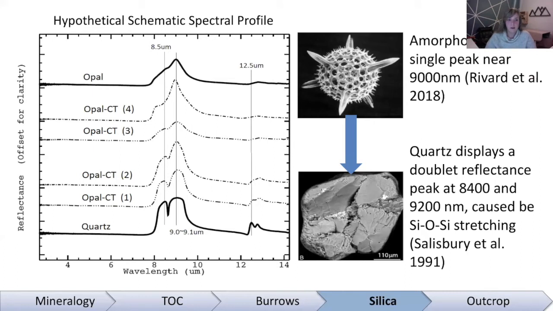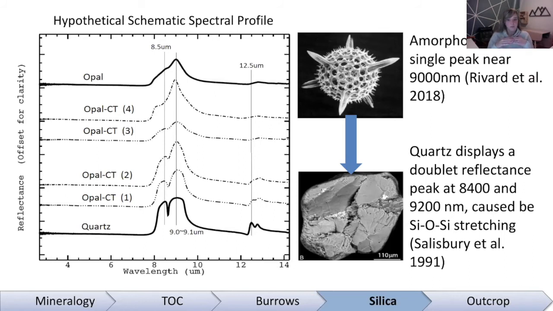So in fact, in the Duvernay core, in the upper Duvernay, we see a silica that is still amorphous. It's more of an opal CT. Just having a look at the spectra here, this is a hypothetical plot of different quartz spectra.